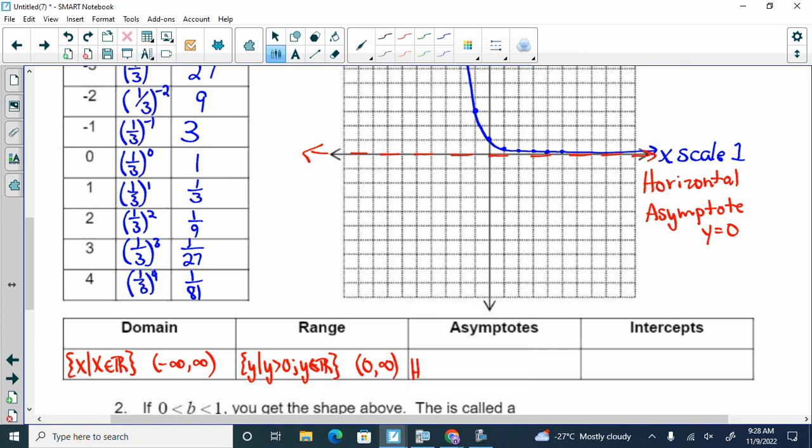Asymptote, so you have a horizontal asymptote at y equals 0. I have a y-intercept at 0, 1, and no x-intercept.